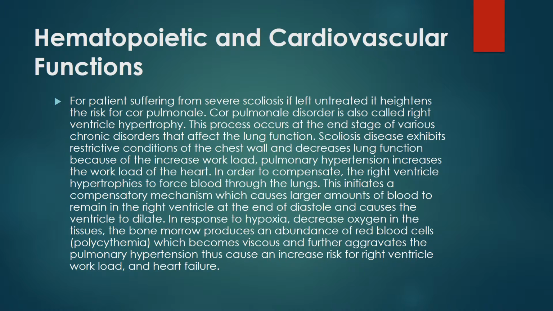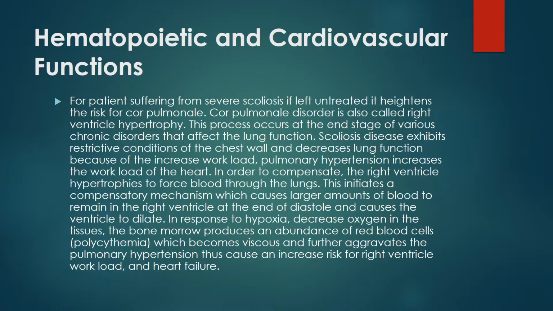Scoliosis exhibits restrictive conditions of the chest wall and decreases lung function because of the increased workload. Pulmonary hypertension increases the workload of the heart. In order to compensate for this excessive work on the heart and the lung, right ventricular hypertrophy causes blood to be forced through the lungs. This initiates a compensatory mechanism which causes larger amounts of blood to remain in the right ventricle at the end of diastole and causes the ventricle to dilate.